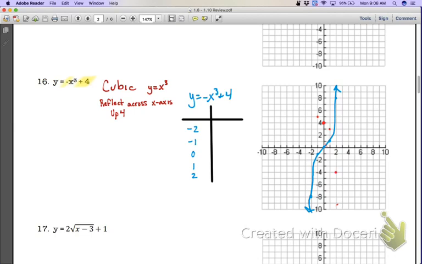So again, if I would have plugged in a positive 2, I would have had negative 2 to the third plus 4. Well, that's just negative 4. So that's why we can put a point down here at 2, negative 4. We can do the same thing up here at, I'm going to run out of room, but it's really at positive 12. Somewhere up there. It's going to look like this here in red.